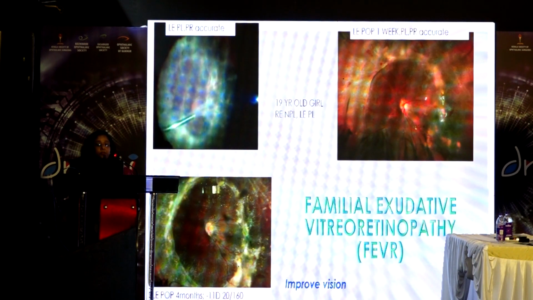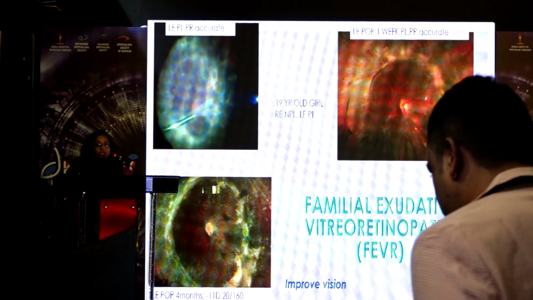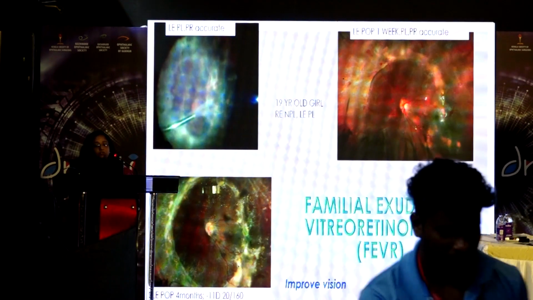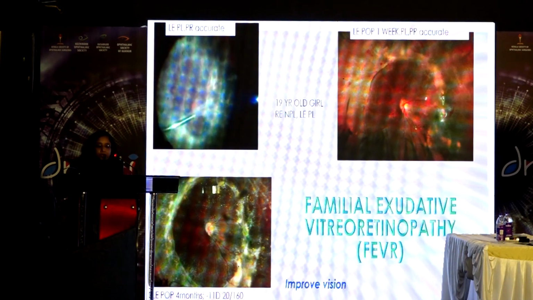This was again a one-eyed patient. You can see the right eye was NPL, the left eye was stage 5, and after vitrectomy you could see that it's a silicone oil filled eye with a belt buckle effect, and on follow-up this baby actually improved to 20/160 with the high myopia correction.